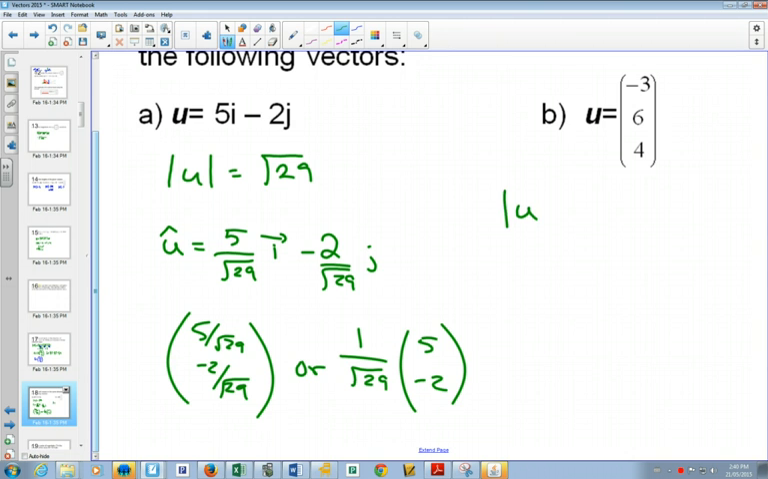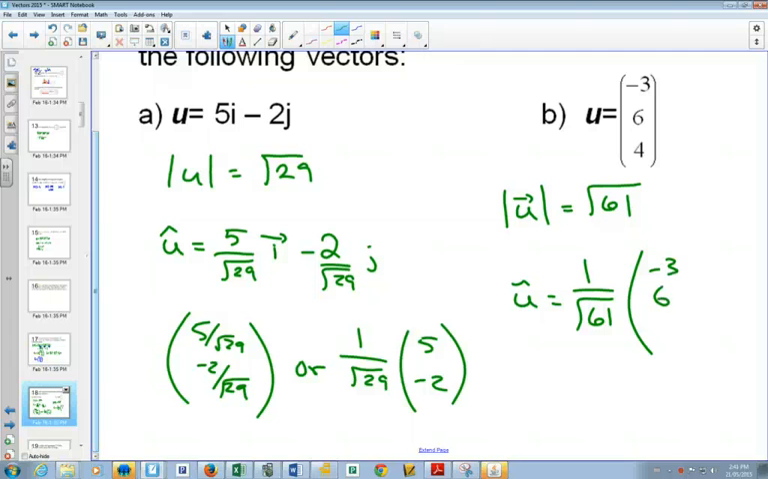What was the length of this one? Square root of 61? So then our unit vector would look like that.